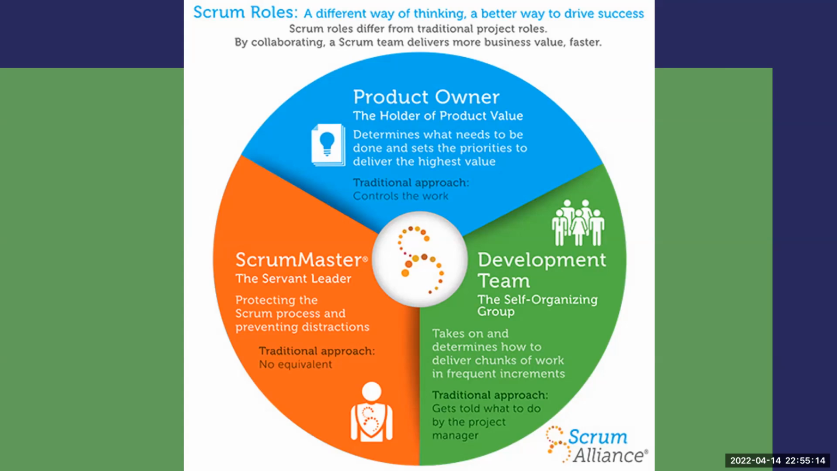In traditional project management, as you can see down here, oftentimes these are the people who are told what to do. But in Scrum, it's kind of the opposite. They say, hey, this is what we can manage to do this cycle, this sprint, this iteration. All right.